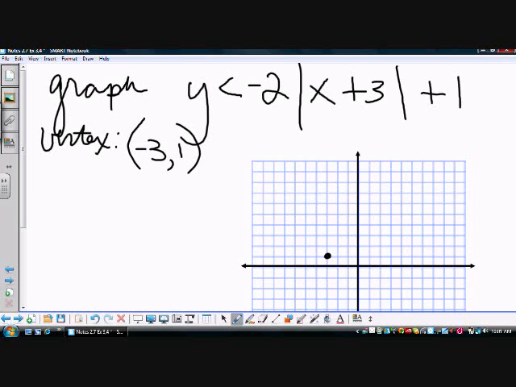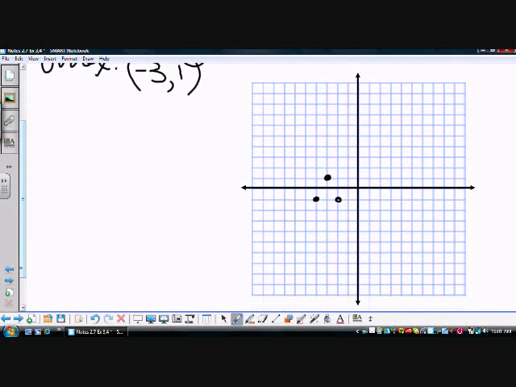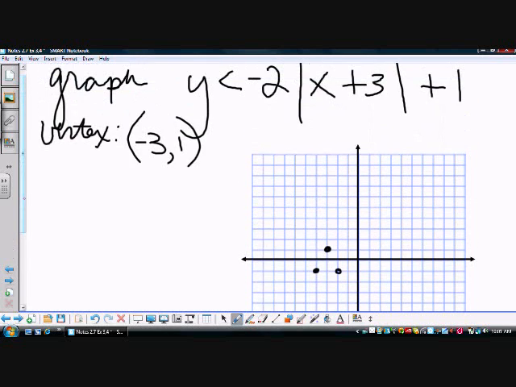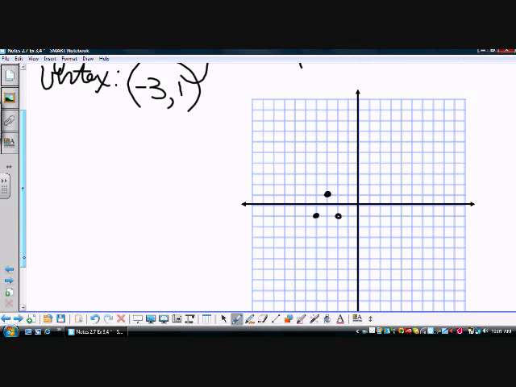Put my vertex. What is the slope of the right side of this absolute value? Negative 2. So I'll go down 2, right 1 for the slope on the right side, down 2, left 1 for the slope on the left side, and dashed or solid line? Dashed.